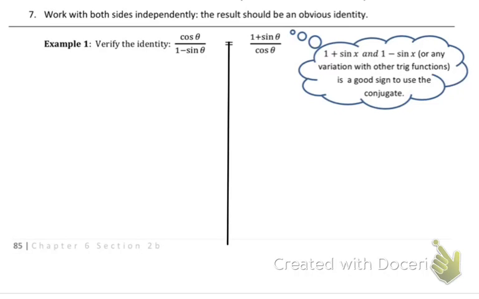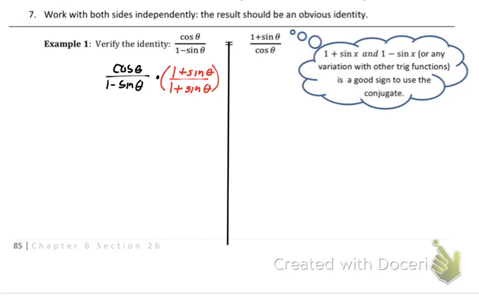All right, so I have cosine theta over 1 minus sine theta. I can't simplify it. So that's a good time to use the conjugate. And how we're going to use the conjugate: I'm going to stick with that cosine. I'm going to have cosine theta over 1 minus sine theta. And I'm going to multiply by the conjugate of 1 minus sine theta, and that's just 1 plus sine theta. So top and bottom I'm going to multiply by 1 plus sine theta.